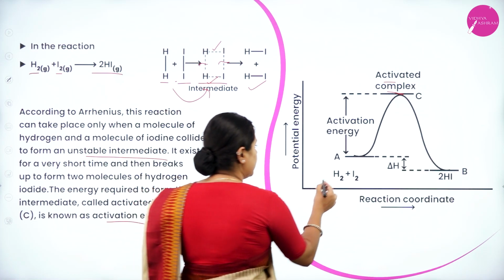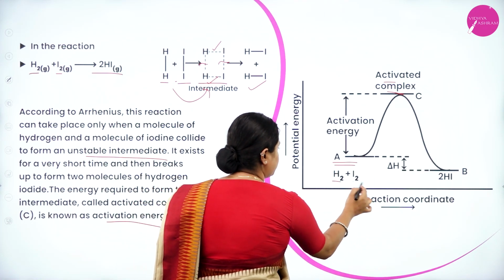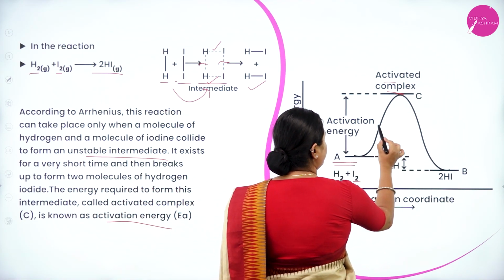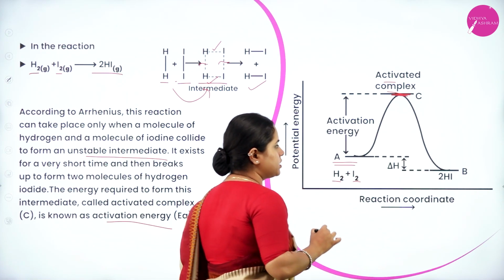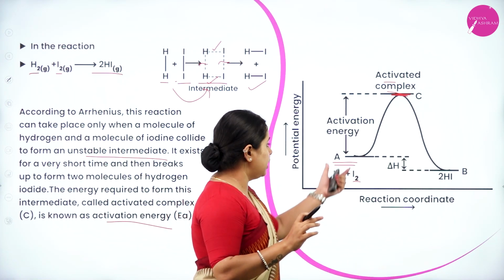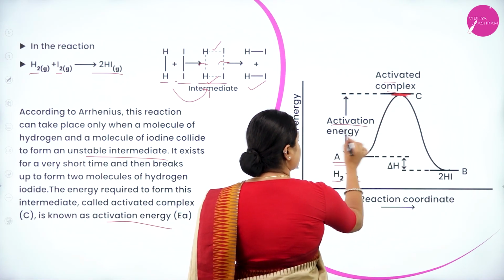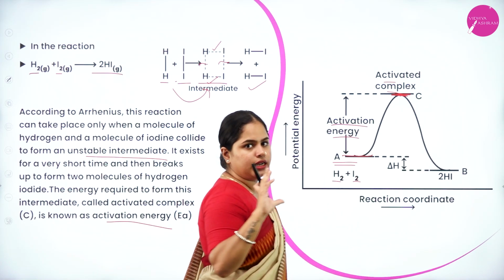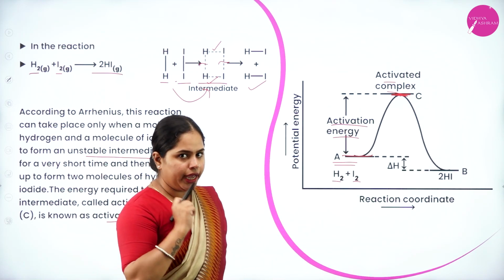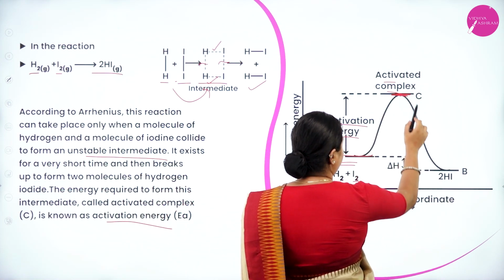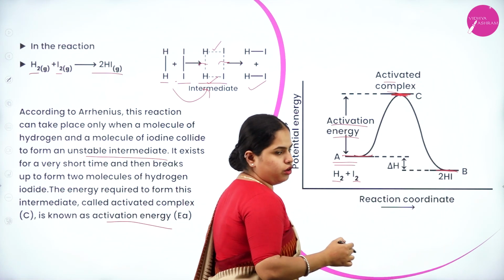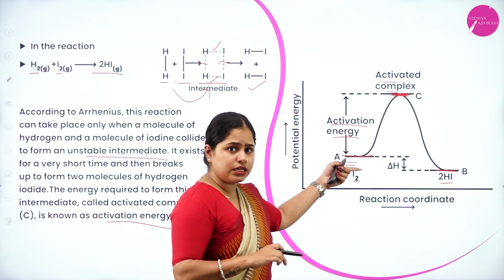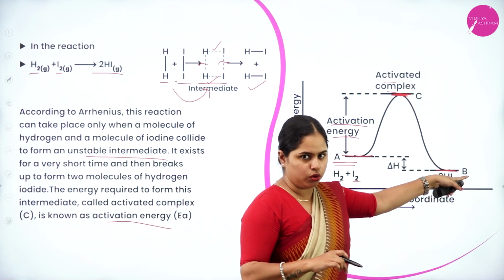Here also you can see, in this position you have H2 and I2, that is your reactants. The reactants must collide, and they must form an activated complex. The energy required by the reactant molecules to form the activated complex is called activation energy. This much difference you can see from the reactants to this level, that energy is called activation energy. Once the activated complex is formed, the products are going to form here. 2HI, you can see the products are formed here. Now you can see here the reactants are placed a little above and the products are shown a little below here.